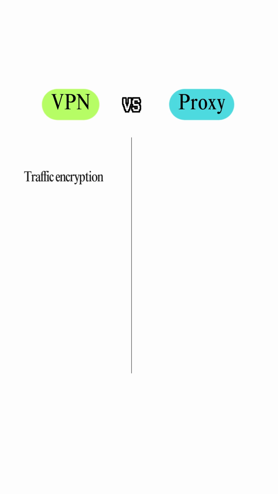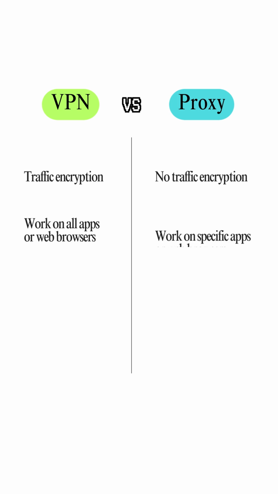VPNs encrypt all your network traffic, making it ideal for sensitive activities. In contrast, proxies don't encrypt your traffic, leaving it exposed to potential risks. VPNs cover your entire internet connection, including all apps and browsers on your device. Proxies only work on specific apps or web browsers.